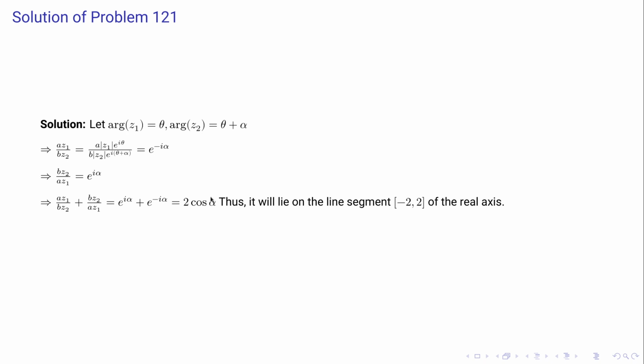Now the maximum and minimum values of cos alpha is 1 and minus 1. So maximum value of 2 cos alpha will be 2 and minimum value would be minus 2. So you see that it lies on the segment -2 comma 2 of the real axis.